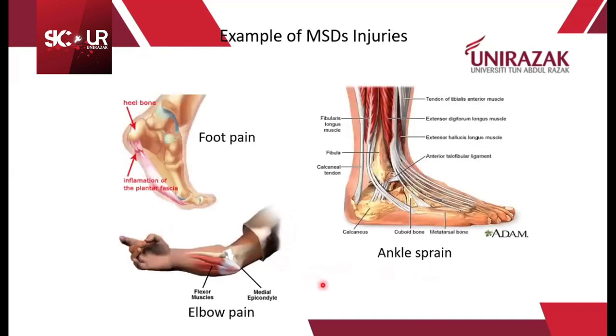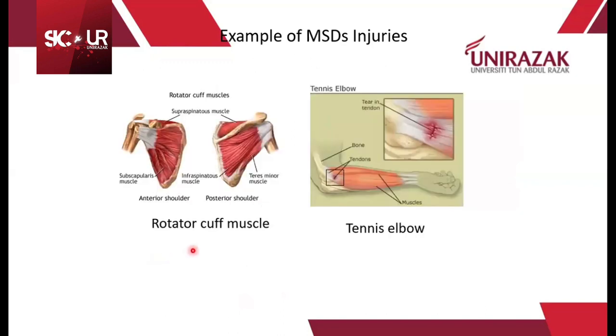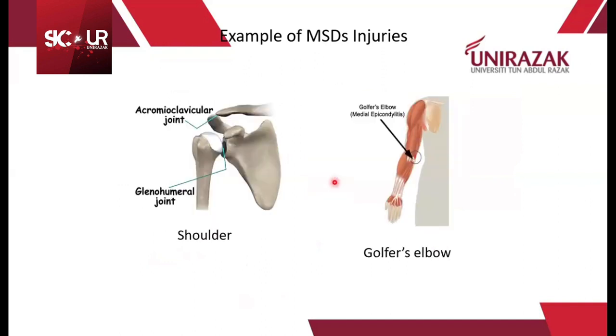So for example, MSD injuries, mungkin ada foot pain, ada ankle sprain, ada elbow pain. Boleh juga berlaku shoulder separation. ACL pun boleh berlaku, arthritis of the knee. Kalau nampak ACL dan arthritis of the knee ni macam sport injury je, tapi MSD juga hampir macam tu. Simptomnya lebih kurang sama. And then rotator cuff muscle, mungkin ada tear, ada injured dan sebagainya. Right. So bila tennis elbow, akan ada berlakunya tear in tendon. So menyebabkan ketidakselesaan lah, right? Ini contoh shoulder separation, rotator cuff, golf elbow, right?